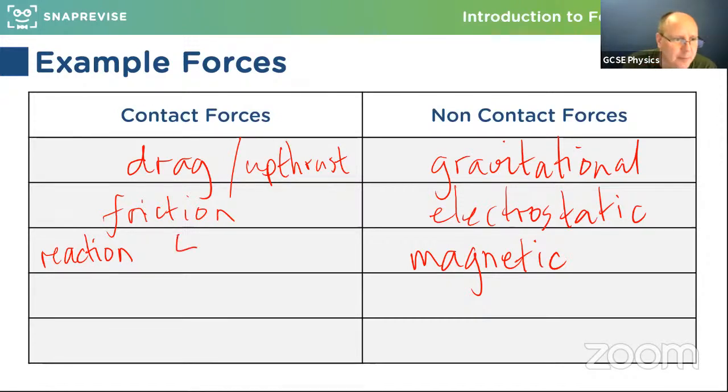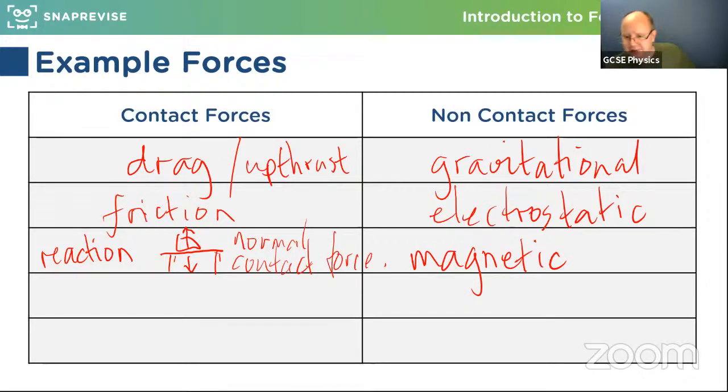So if I put a box on a table, this is going to be a terrible drawing here because it's too small. If I put a box on a table there, the box's weight is acting down, but the table is pushing upwards with a force exactly equal to the weight. And that's called a normal contact force. Let me just delete the M that I've actually put there at the beginning of normal. So a normal contact force, same thing as a reaction force.